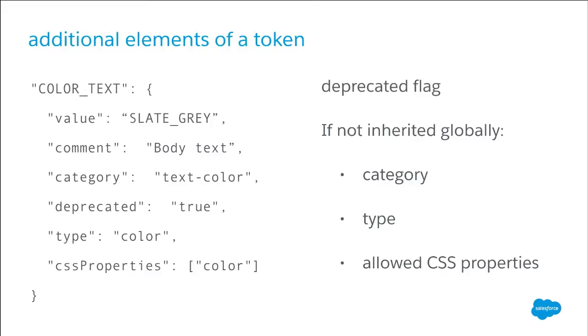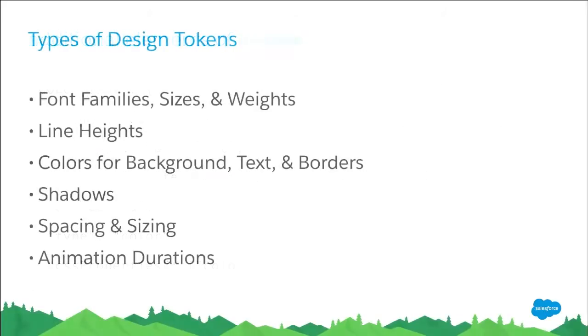And then tokens can have a lot of additional elements. You can have deprecated flags, you could have types and categories, and these are just some of the additional elements that we use here at Salesforce, but we could definitely modify it to work for whatever situation. I did go through this on the screenshots of the website, but a lot of different types of design tokens can be font families, line heights, colors, shadows, spacing, animation. It handles close to almost all CSS, but not all.